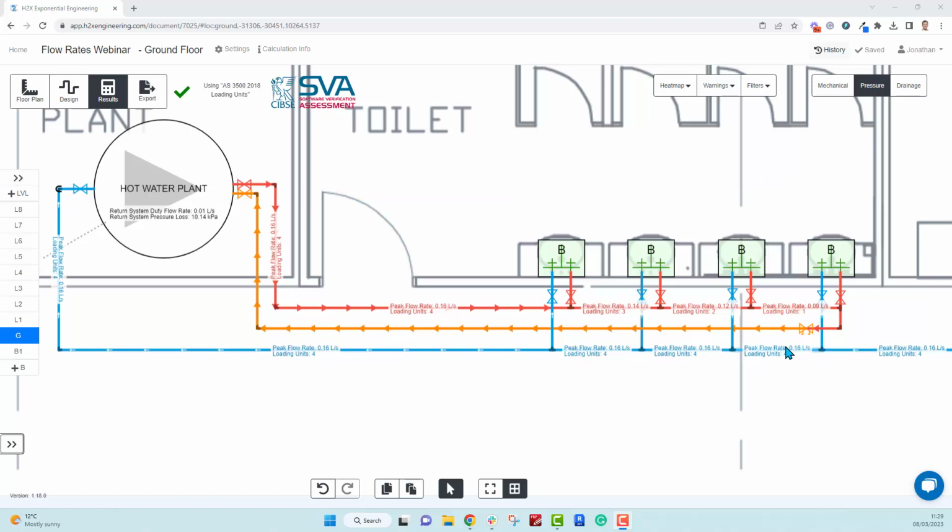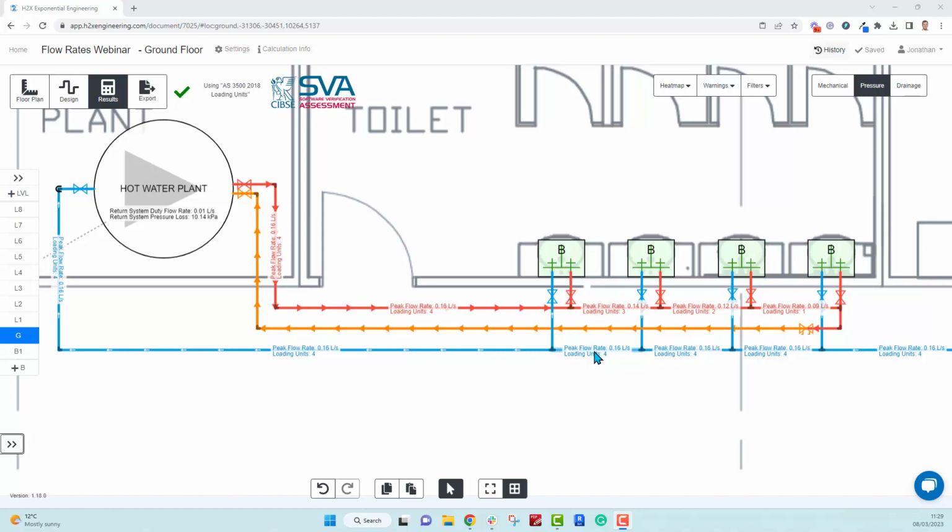So if we look at the results on these pipes, starting on the right here, there is 4 loading units, which is correct because each basin is 1 loading unit each. Then you might notice after every branch takeoff to the basin, the loading units and the flow rate are not decreasing. The reason for this is because if this cold water pipe wasn't supplying the hot water plant, then yes, the maximum flow rate coming through this section of pipe is 1 loading unit.